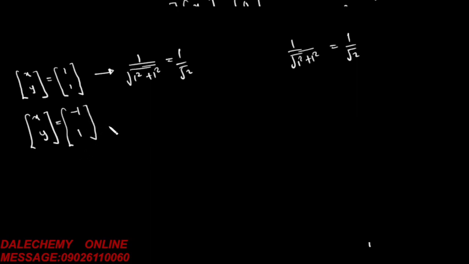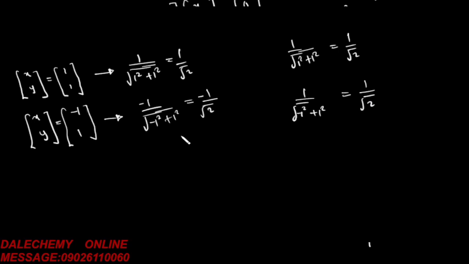Also for this one, to normalize, we have 1 over square root of minus 1 square plus 1 square. That's going to give us minus 1 over square root of 2, and the second one is plus 1, so it's only the first one that is minus 1. So for the second one we have 1 over square root of minus 1 square plus 1 square, which is going to give us 1 over square root of 2, because minus 1 square is 1, then 1 square is 1, so when you add them you have 2. So that's how to normalize.